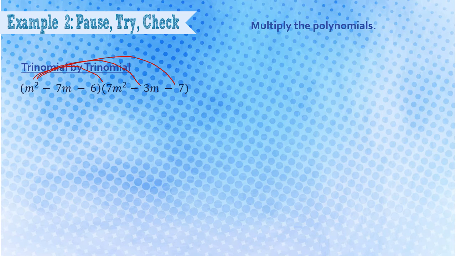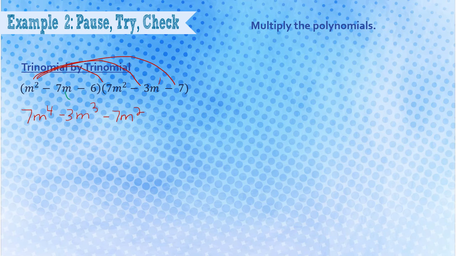So m squared times 7m squared is going to give me 7m to the fourth. 2 plus 2, I'm adding my exponents. M squared times negative 3m, this is like m to the first. So that's going to leave me with negative 3m cubed. And then m squared times negative 7 is going to give me negative 7m squared.